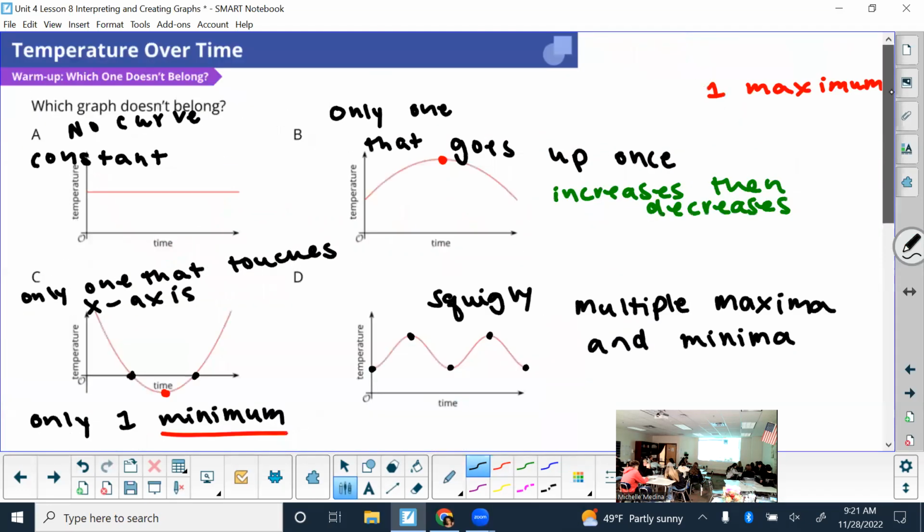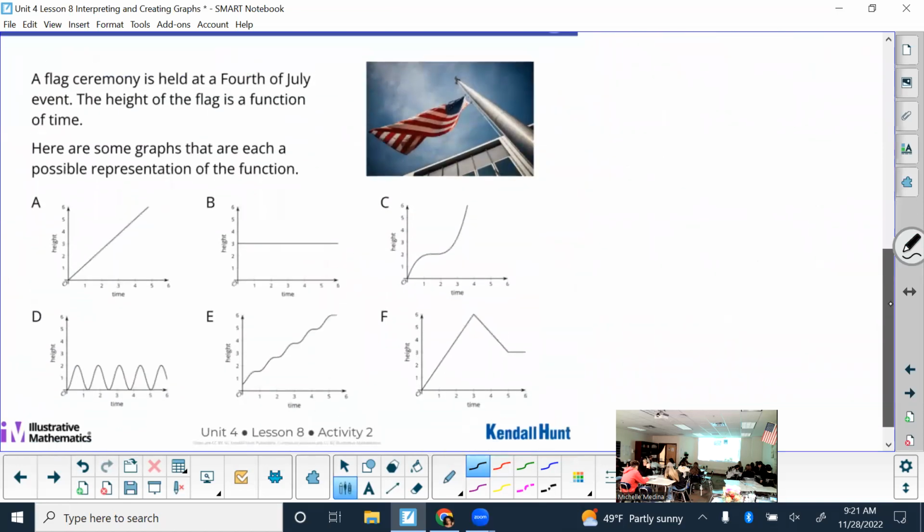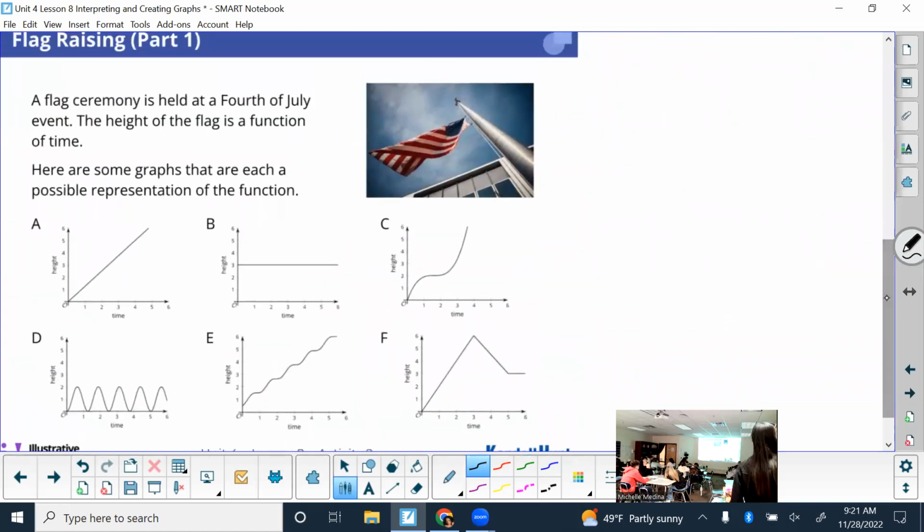Now for what's actually on your paper, we're gonna divide and conquer this, but let's see what's going on first. A flag ceremony is held at a 4th of July event. The height of the flag is a function of time.